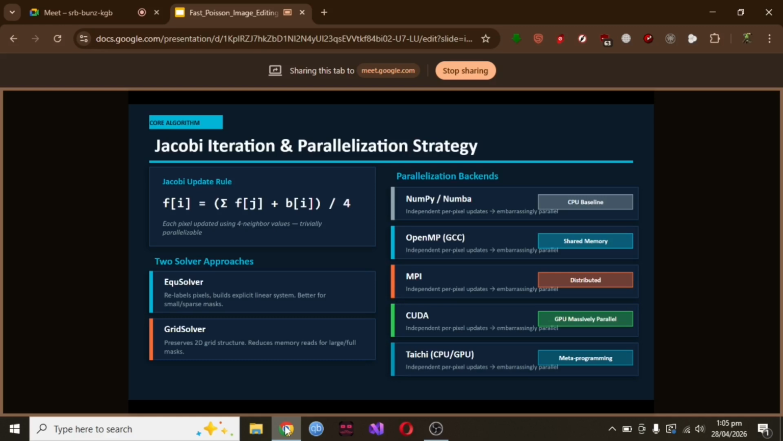The paper offers two versions of the solver, one for small regions and one for larger ones, and it runs on 5 different backends. There is a CPU version, OpenMP for multi-core CPUs, MPI for multiple machines, CUDA for the GPU, and i3 which works on both.